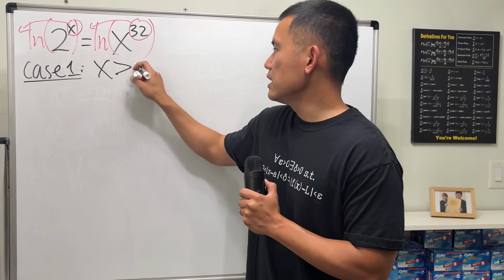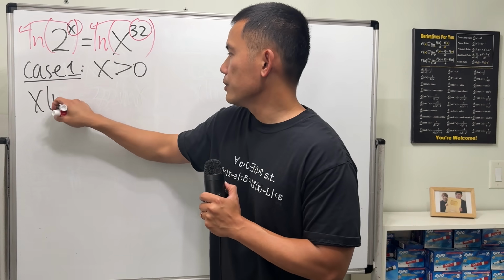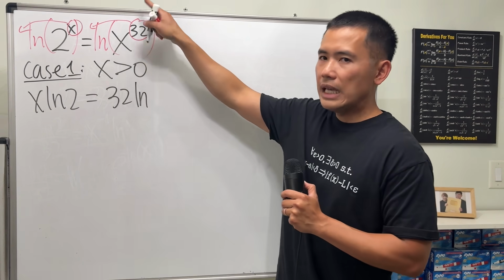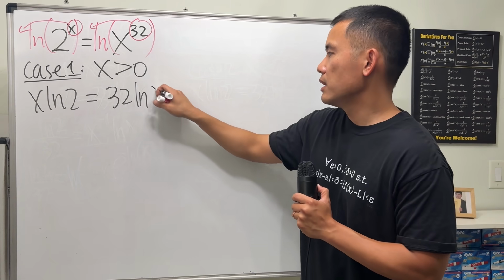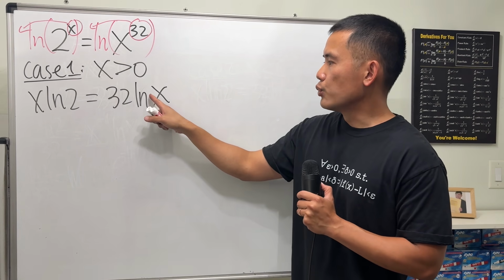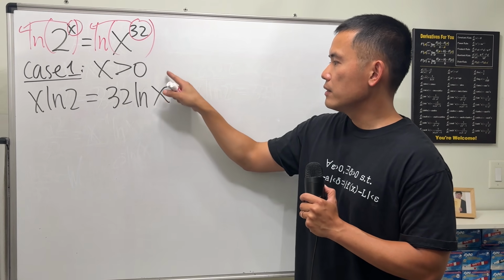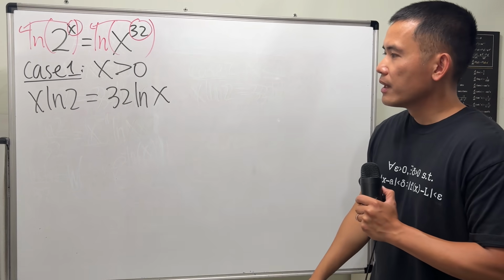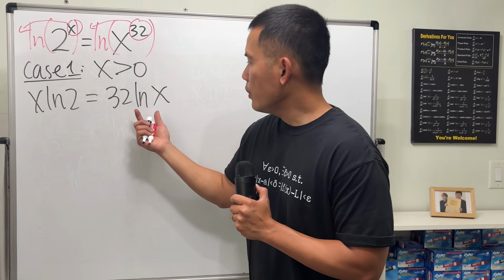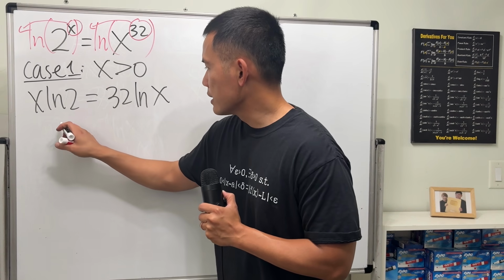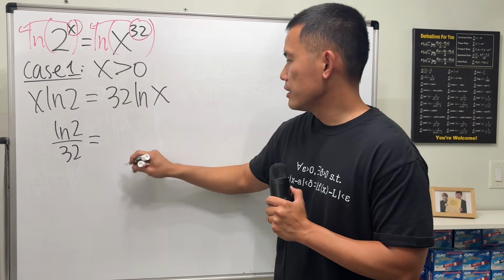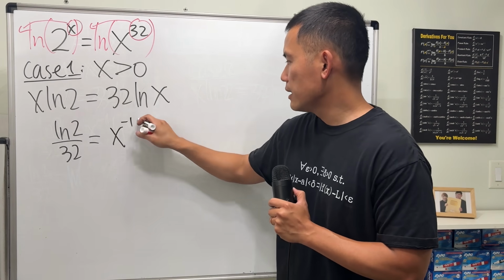when x is positive, well, the left hand side is just x ln 2, and the right hand side we have 32 ln x, the absolute value wouldn't matter, just keep it as x. The second case, when x is negative, you will have to put ln of negative x, but we'll do that later. Now we'll just put all the x's on one side and all the numbers on the other. So I will bring the 32 here, so that's ln 2 over 32, and that's equal to x to the negative 1, and then times ln x.